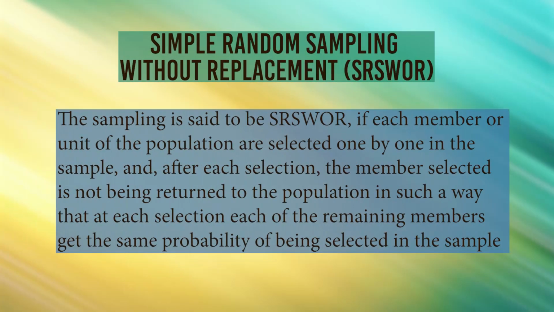On the other hand, there is another type of sampling which we call SRSWOR, an abbreviation of simple random sampling without replacement. The sampling is said to be without replacement, or SRSWOR, if each member or unit of the population is selected one by one in the sample, and after each drawing the member selected is not returned to the population, in such a way that at each drawing, each of the remaining members gets the same probability of being selected.